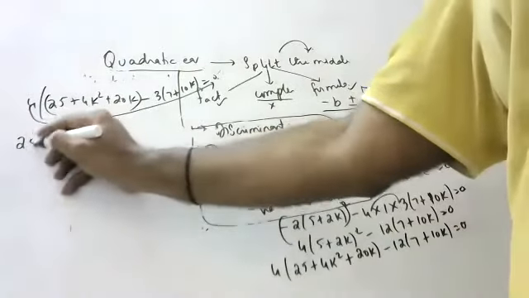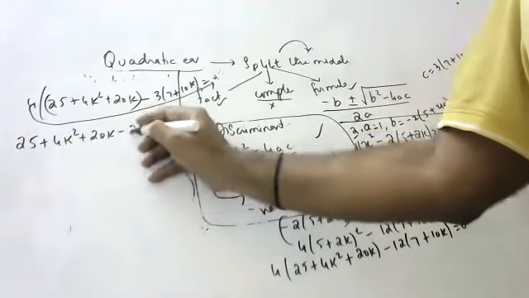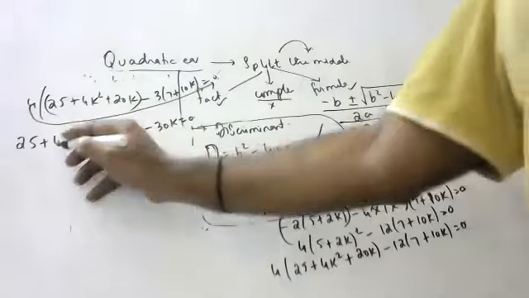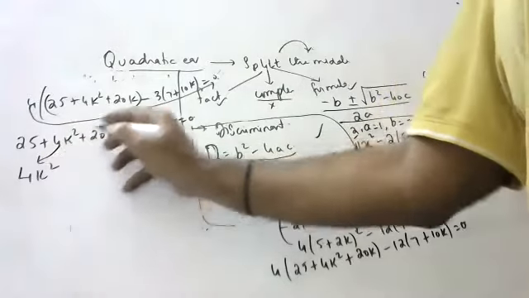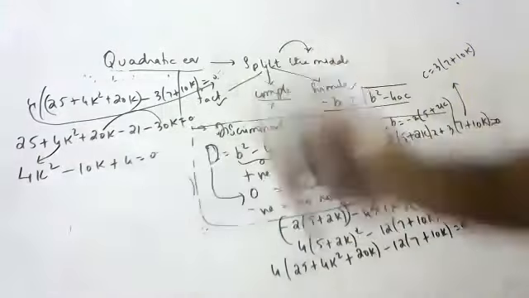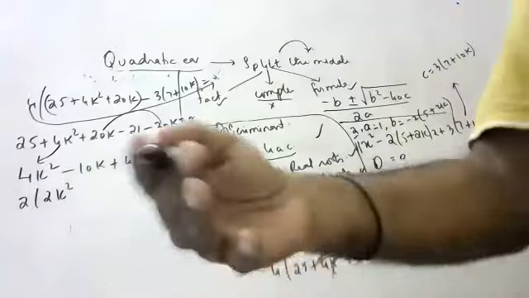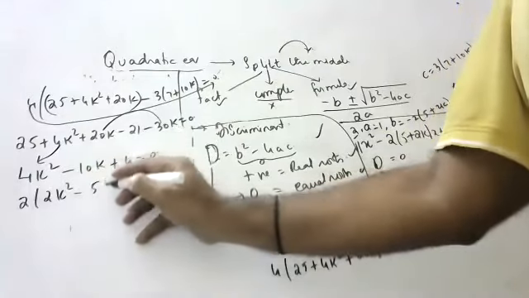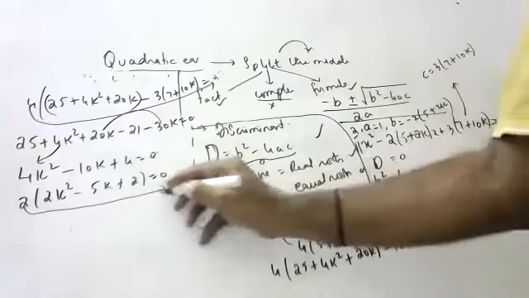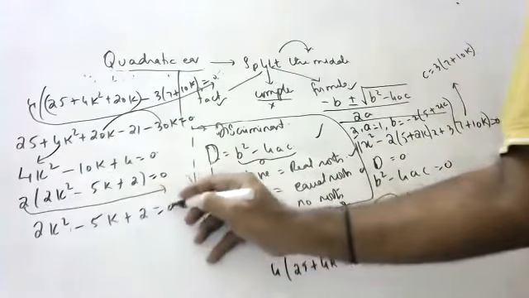So tell me: 25 plus 4k square plus 20k minus 21 minus 30k is equal to 0. Okay, 4k square minus 10k plus 4 is equal to 0. Can anyone tell? 16 divided by 2k, what is that? 2k square minus 5k plus 2 is equal to 0.